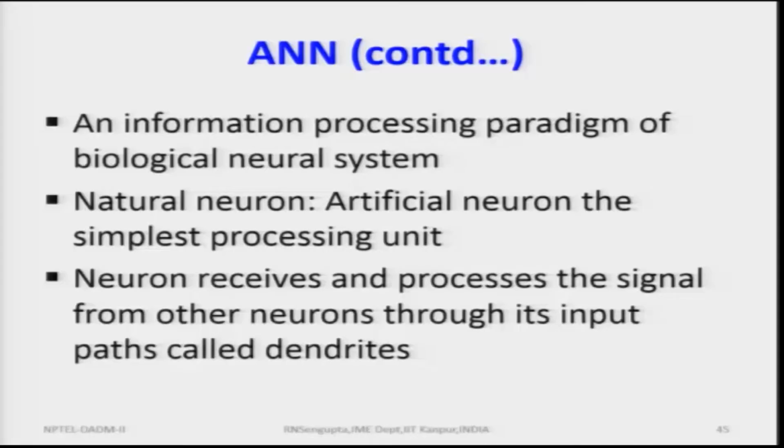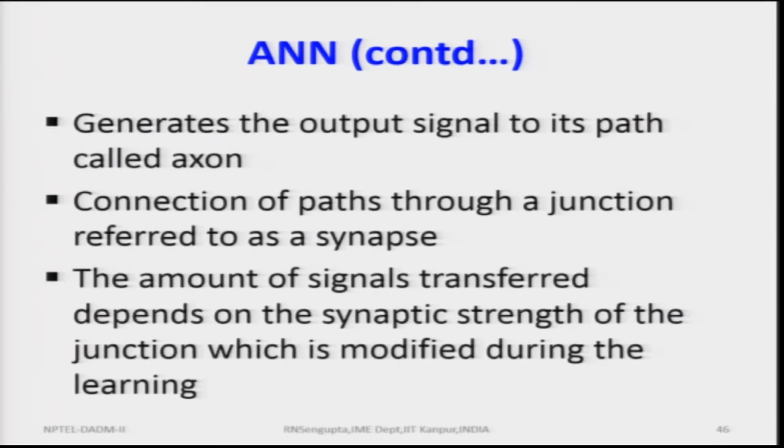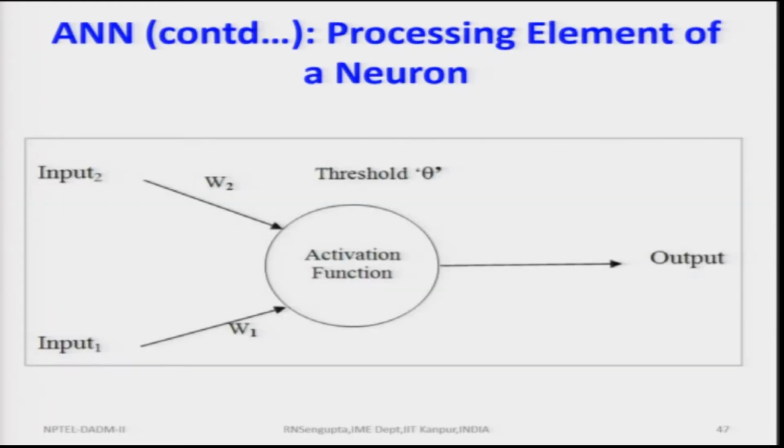So, this is already mentioned. These are natural neurons: a neuron receives and processes signals and passes them to the dendrite. These generate the output signals along its path, the axons. The connection on the path to the junction is referred to as the synapse. The amount of signal transfer depends on the synaptic strength. Now, this is a very simple background of how it should be done in the actual system. I am not going into the biological details.